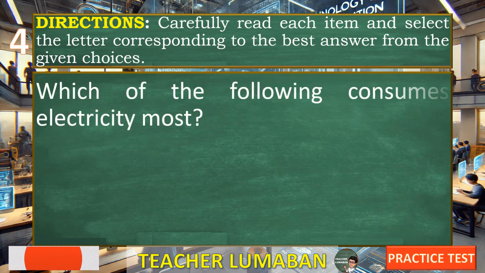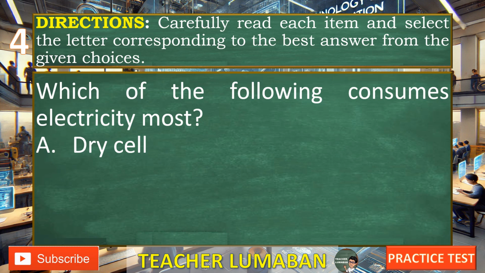Which of the following consumes electricity most? A. Dry cell, B. Heat, C. Magnet, D. Motor.